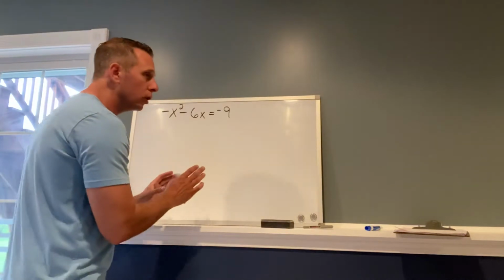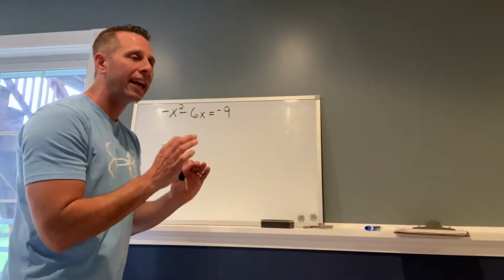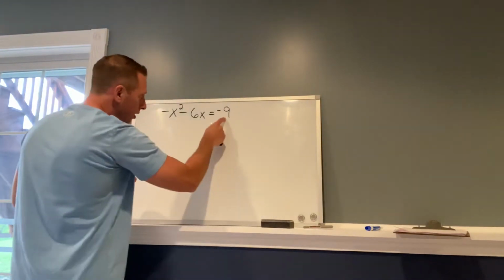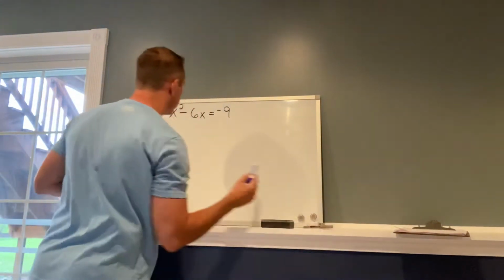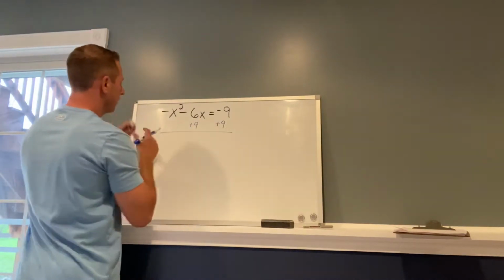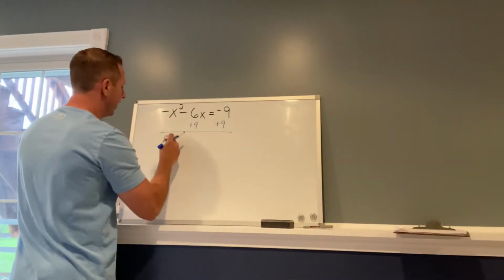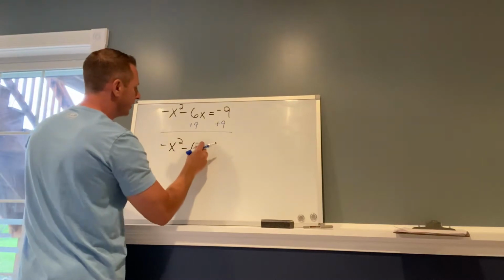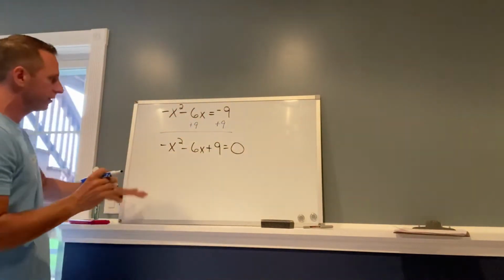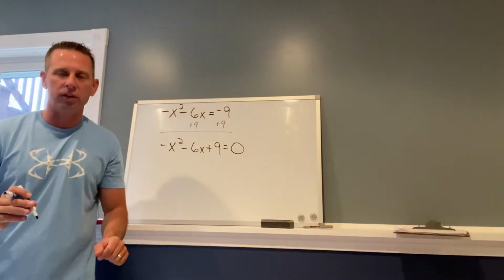First thing we need to do is know when y is equal to 0. We need to set this equal to 0. So I'm going to bring the 9 to the other side. And now we've got negative x squared minus 6x plus 9 equals 0. Add it to the other side. Now you see it's equal to 0.